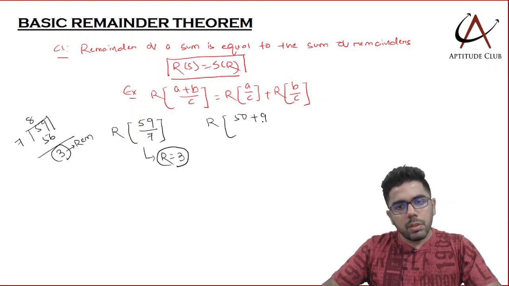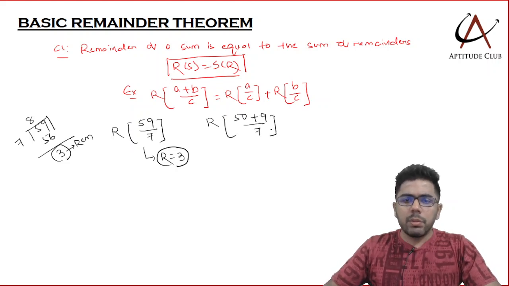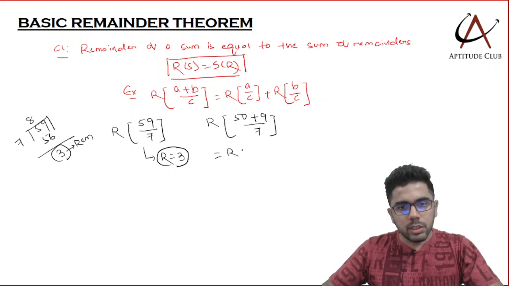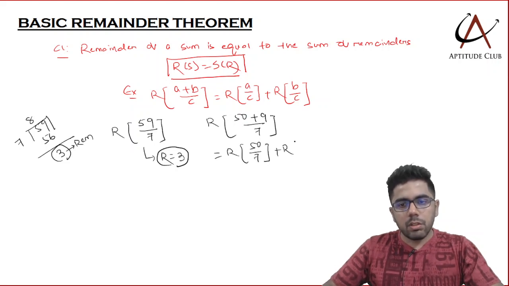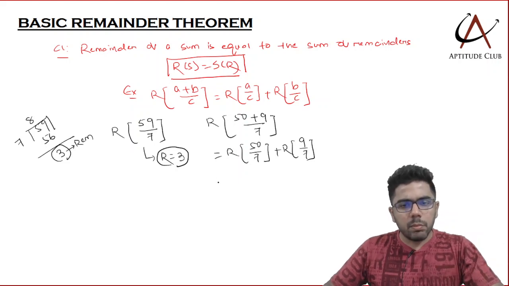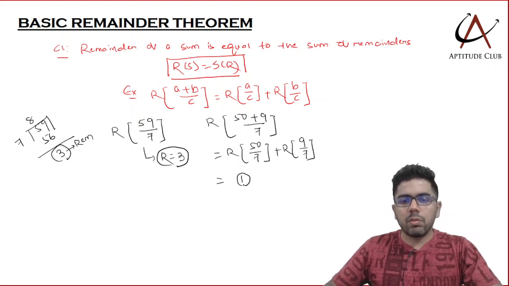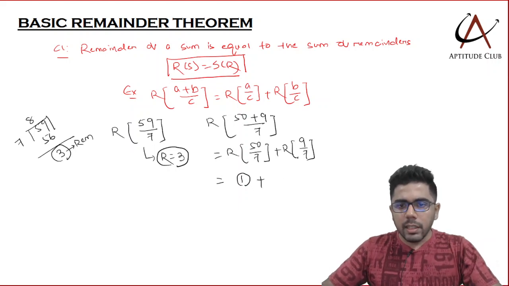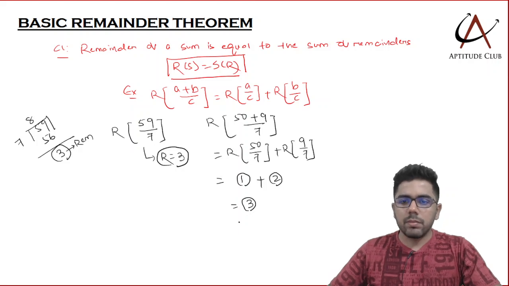So it is 50 plus 9 divided by 7. I am taking it at random, you can break it in any way you want. So this is like the remainder of 50 by 7 plus the remainder of 9 by 7. 9 by 7 means 9 divided by 7. Now 50 divided by 7 remainder is 1. 7 sevens are 49 and remainder 1. And 9 divided by 7 remainder is 2. So 1 plus 2, I get remainder 3.